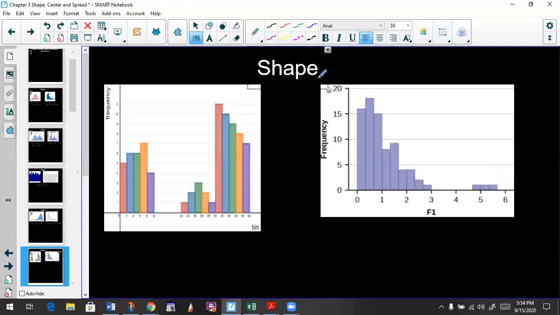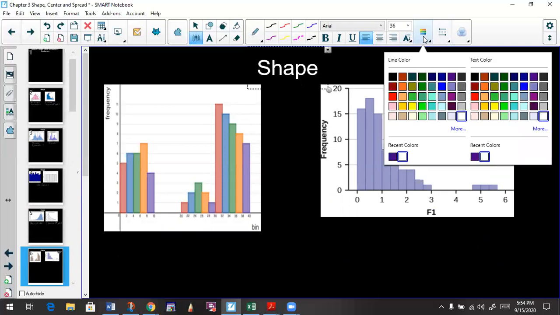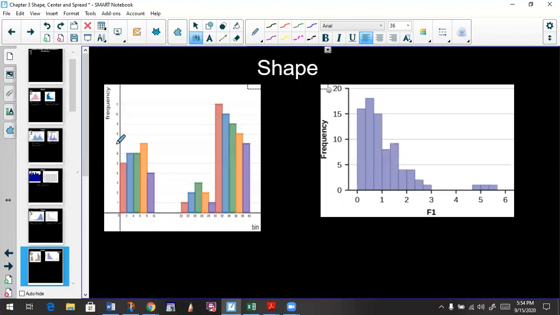A little bit more with shape. So when we go to this one here, we notice just kind of random. We sort of have a peak here and we have a peak here. But the key thing I want to talk about here is you've got a gap in between.